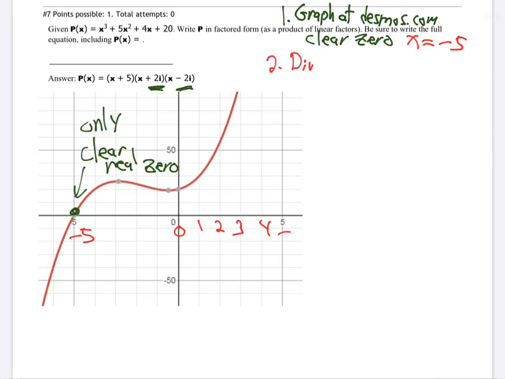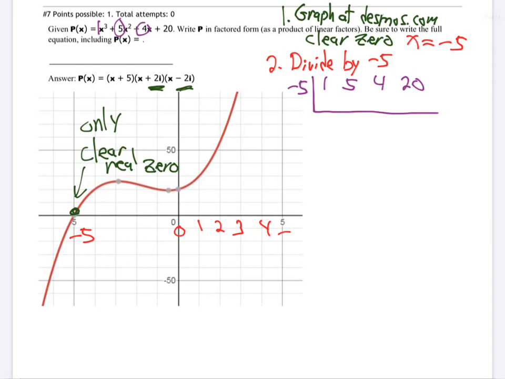Step 2. Divide by that -5. Time for synthetic division. Let's do it. So, the -5 here. Grab the coefficients. 1, 5, 4, 20. So there's the coefficients.